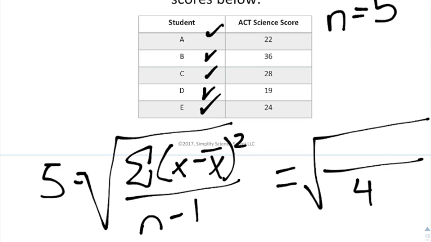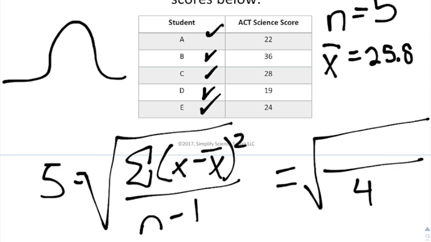Now the next thing you would do is say x with a bar over it. X with a bar over it represents the average. So whenever you take all these and you add them up and you divide by 5, you get the average number, which I got was 25.8. So that's the middle score right here, 25.8. So x bar is going to be our average.